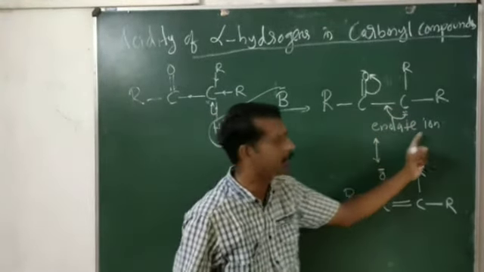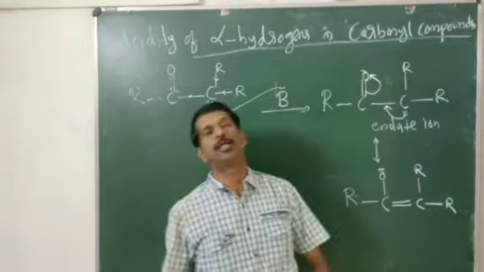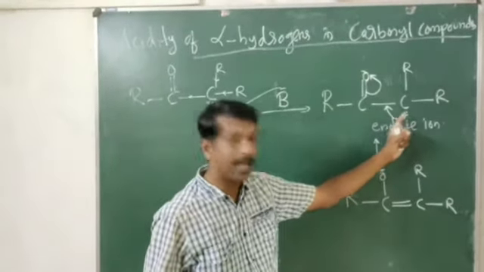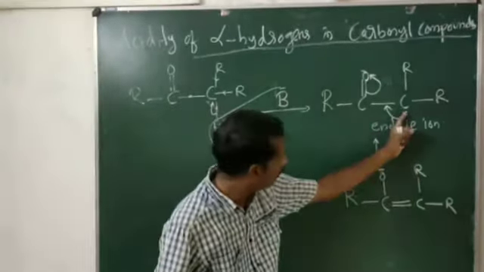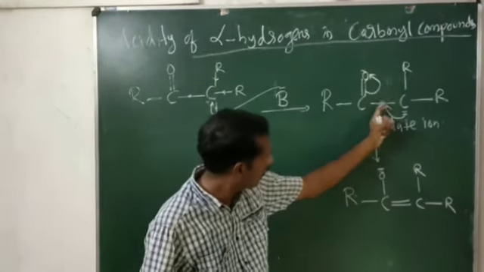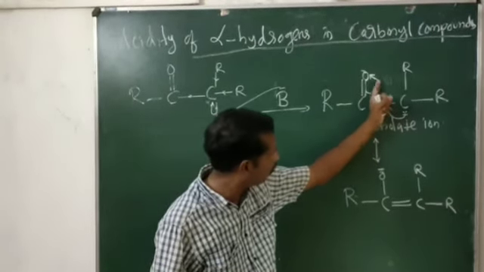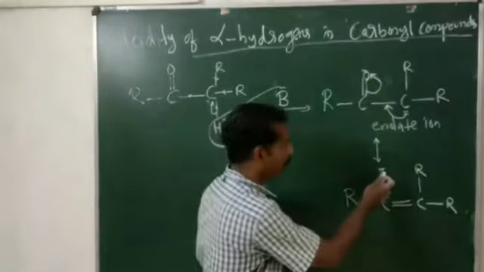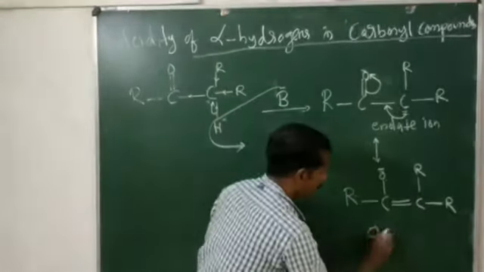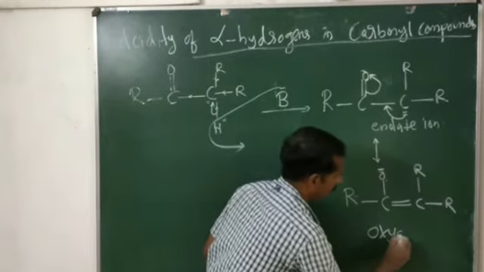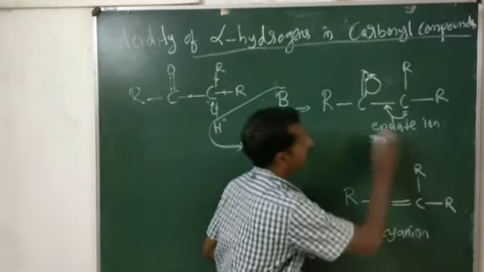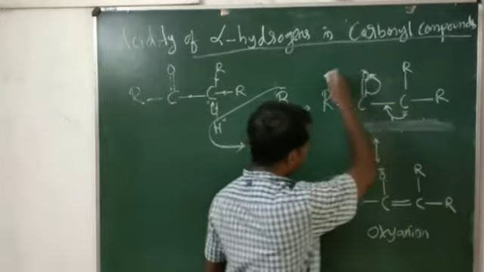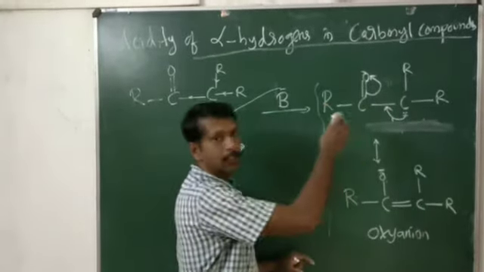This anion is known as enolate ion. This enolate ion can be stabilized by resonance. That means this pair of electrons is moving to here. At that time, one of the bonds of this double bond is moving to oxygen. You get another structure like this, with the oxygen having a negative charge. This is known as oxyanion.